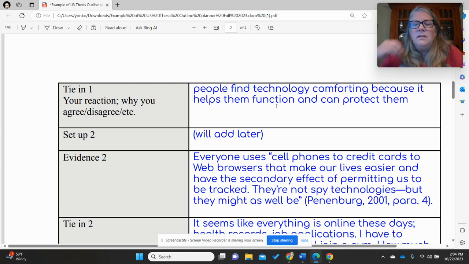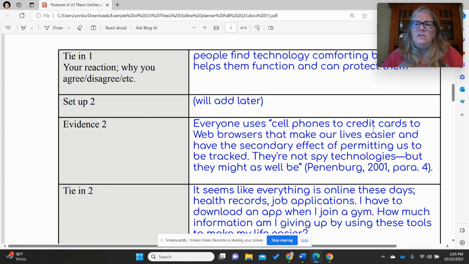And this will probably be developed a little bit more in the actual essay, but I just want to see what your ideas are here. Okay? It doesn't have to be this big, long, drawn out thing, but just what do you think you're going to say in this part? Setup 2, you can just write will add later if you want to. Everyone uses cell phones to credit cards to web browsers that make our lives easier and have the secondary effect of permitting us to be tracked. They're not spy technologies, but they might as well be.